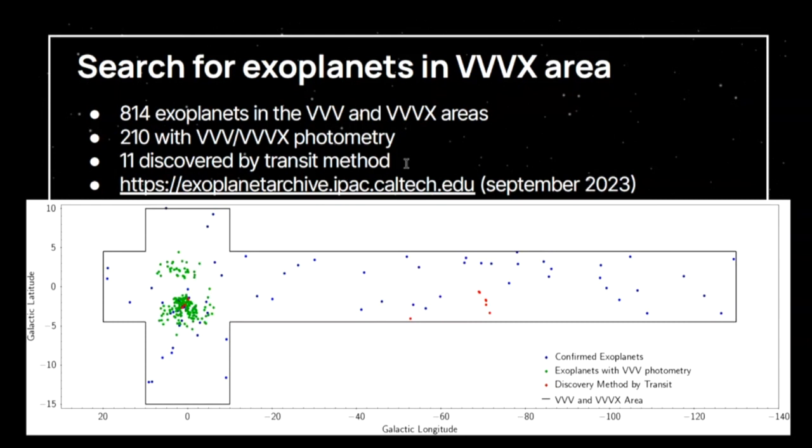So the idea of the search is to look for transits and transit candidates, but we have only 11 planets discovered by transits in the VVV field. We have this huge amount of planets here in the inner bulge, but they were discovered by OGLE, by microlensing, in the inner bulge, so we are not working with them. This data was taken from the Exoplanet Archive in September 2023, so it's actually very new.